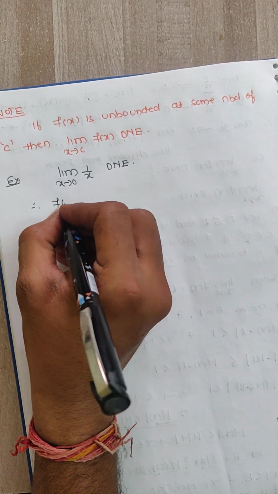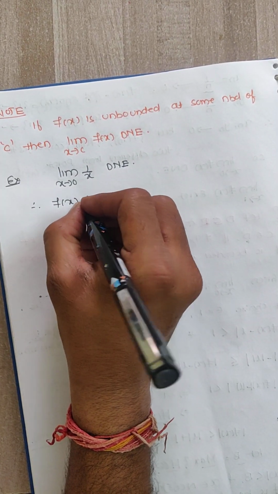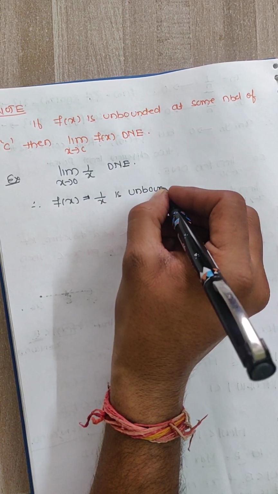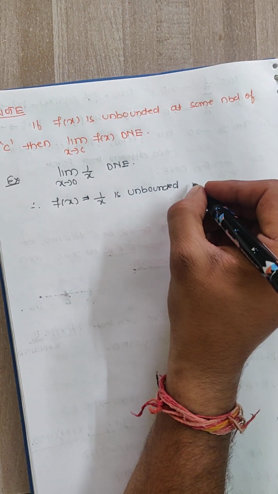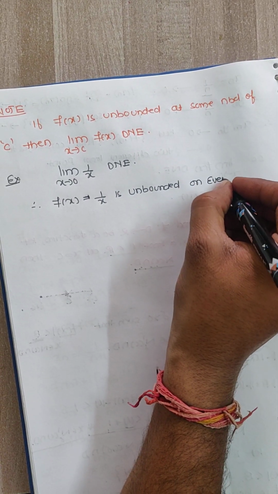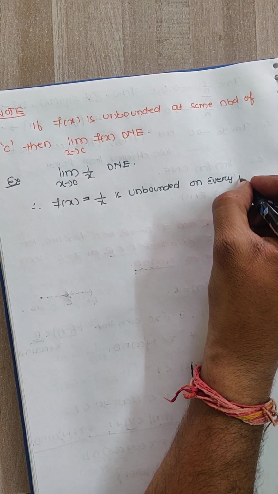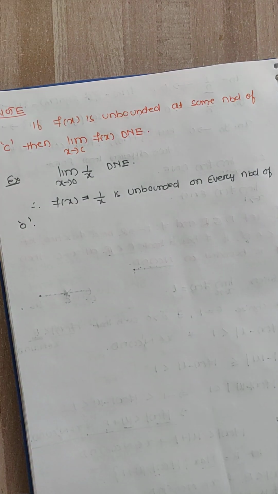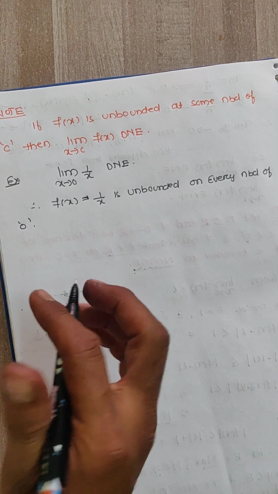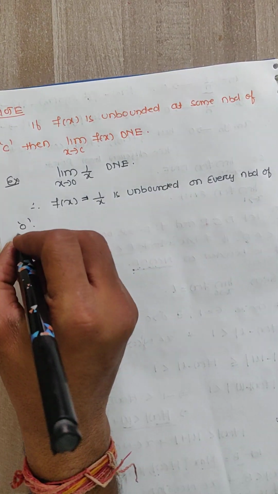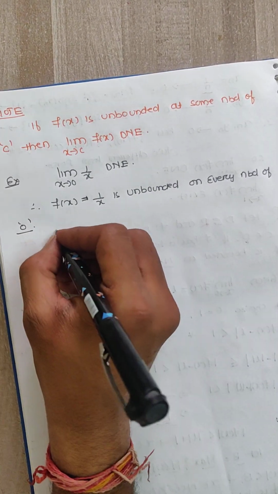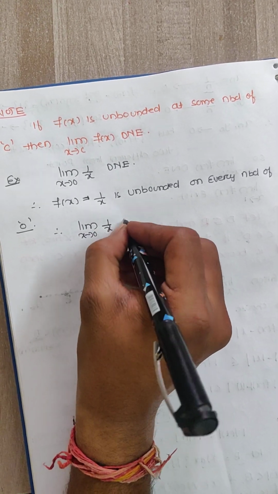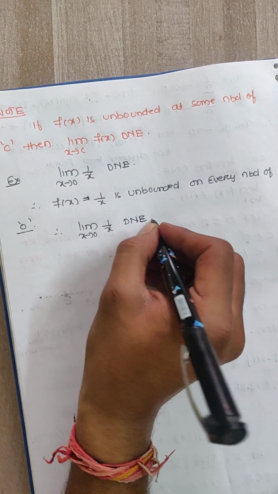Since f(x) equal to 1 by x is unbounded on every neighborhood of 0, every neighborhood of 0, f(x) equal to 1 by x is unbounded. Hence I can say that limit x tends to 0 of 1 by x does not exist.